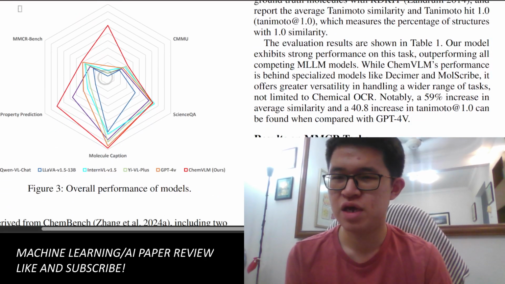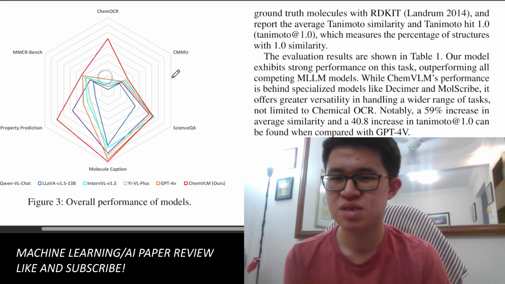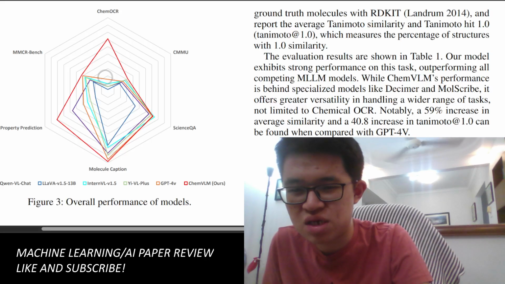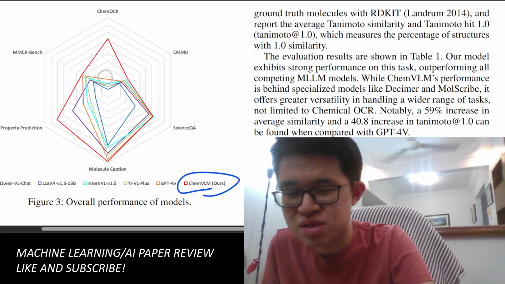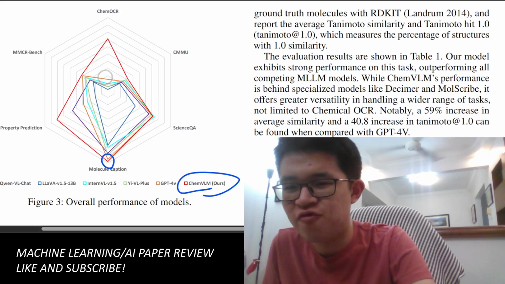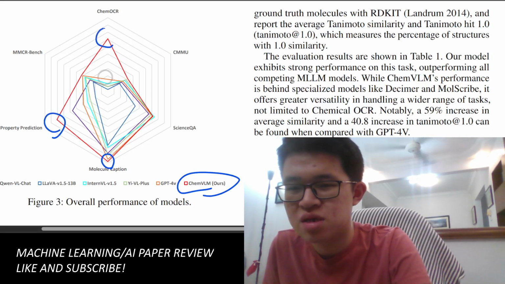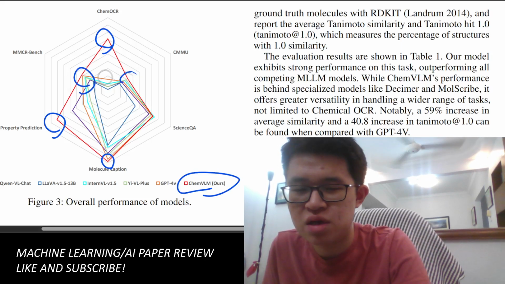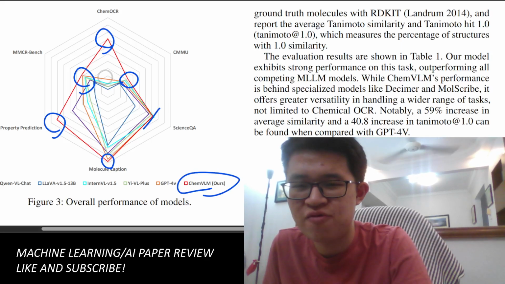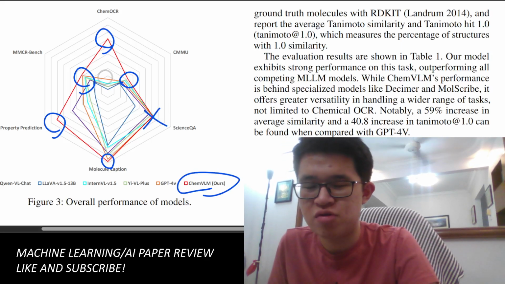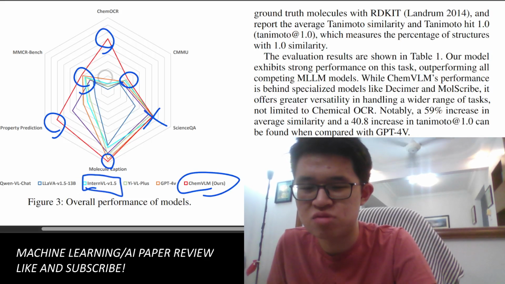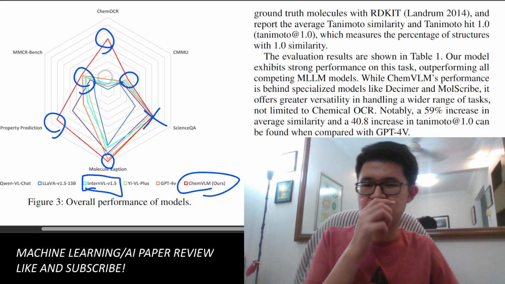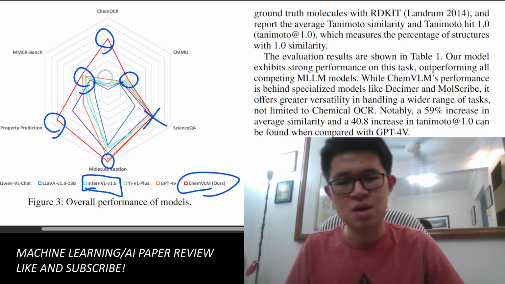And they illustrate the performance using this chart right here. As you can see, their model is outperforming the other approaches in a lot of different ways, except for this part right here, where it's overtaken by InternVL. So that's essentially 5 out of 6 tasks that they win.